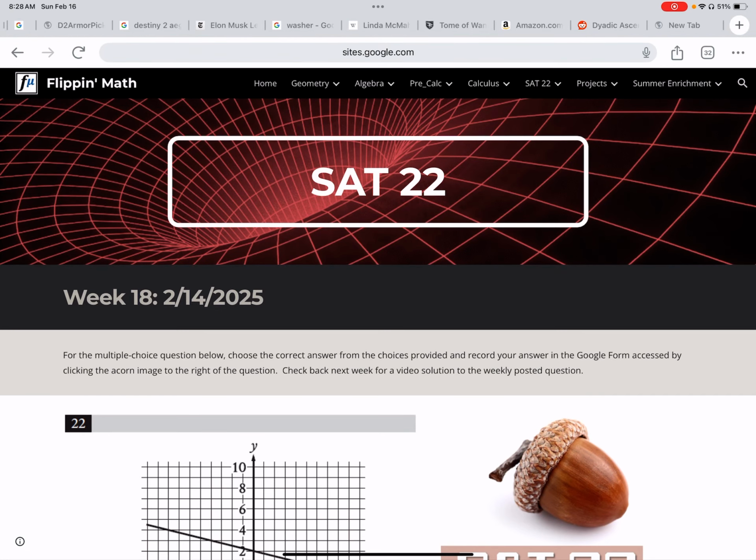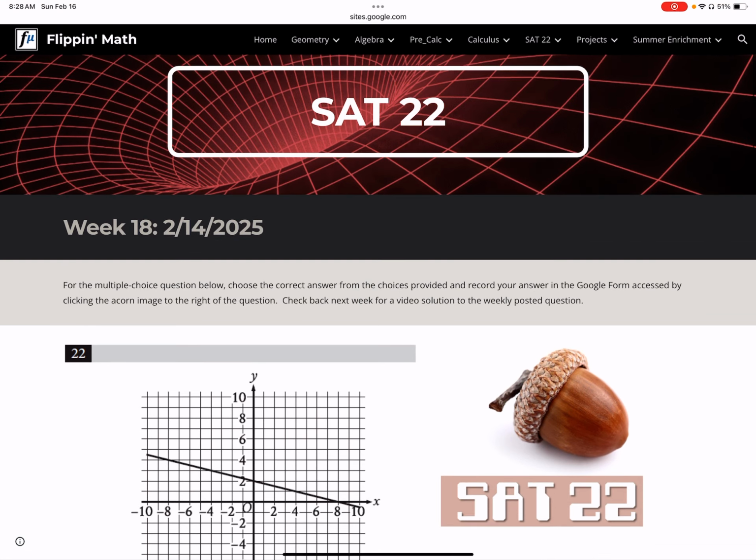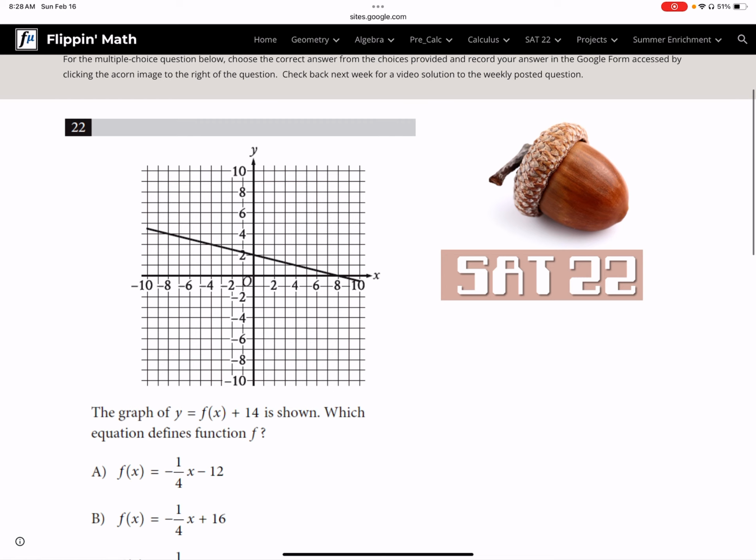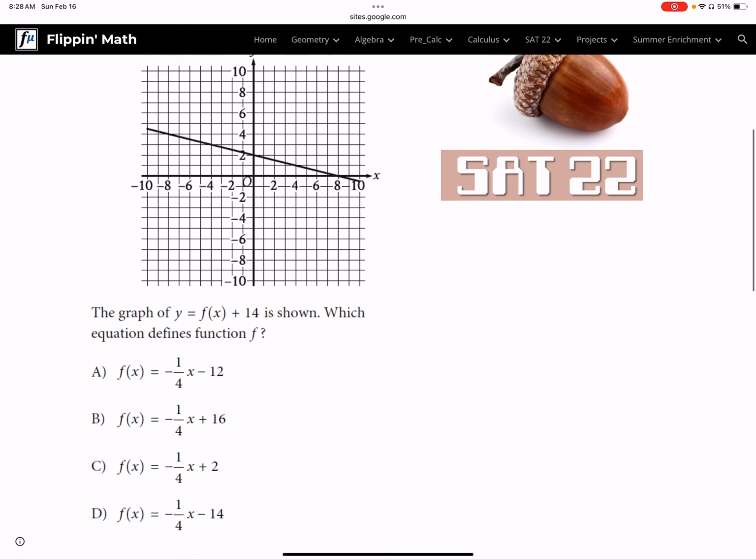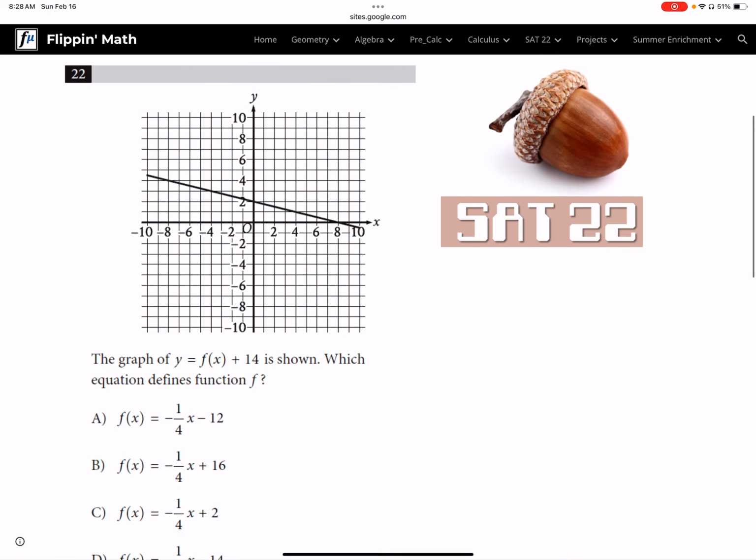Right, here we are, SAT 22 for week 18. Let's take a look. We got a graph going on here. The graph y equals f of x plus 14 is shown. Which equation defines f? And we have our usual multiple choice answers.